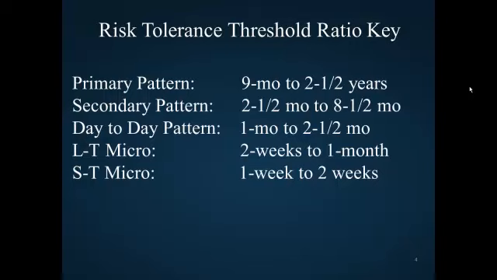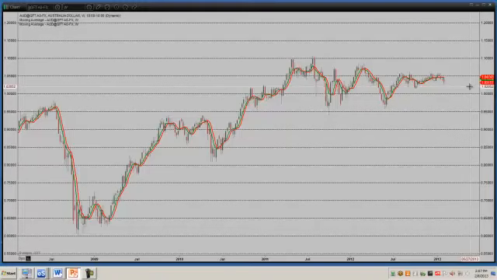Any patterns higher than these tend to be untradeable because of the risk, because they're so long-term, while any time frames lower than these tend to be a little too sensitive, a little too jumpy. Let's get right to the charts to draw these, and we can reference back to the key to give us the time frames. We've chosen to do the ratio for the Australian dollar.